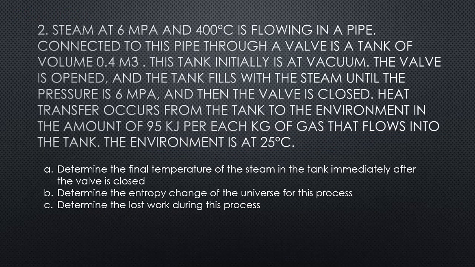Steam at 6 megapascal and 400 degrees C is flowing in a pipe. Connected to this pipe through a valve is a tank of volume 0.4 cubic meter. This tank initially is at vacuum. The valve is opened, and the tank fills with the steam until the pressure is 6 megapascal, and then the valve is closed. Heat transfer occurs from the tank to the environment in the amount of 95 kilojoules per each kilogram of gas that flows into the tank. The environment is at 25 degrees C.